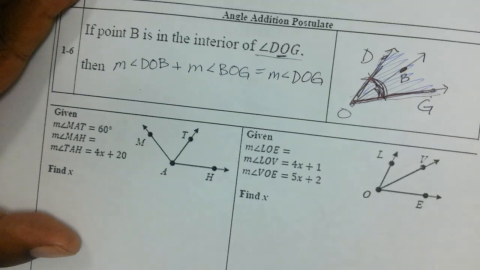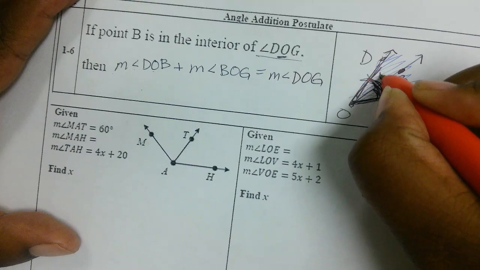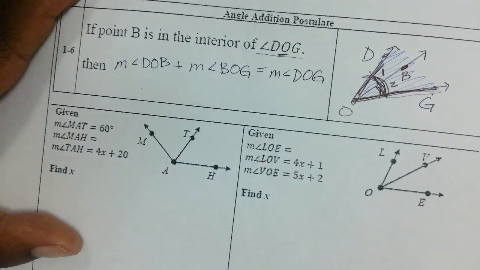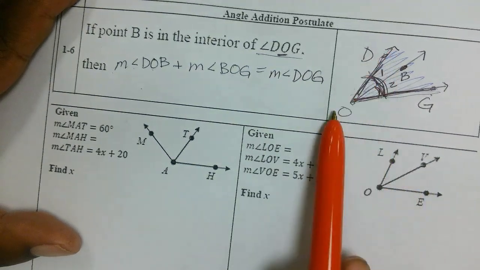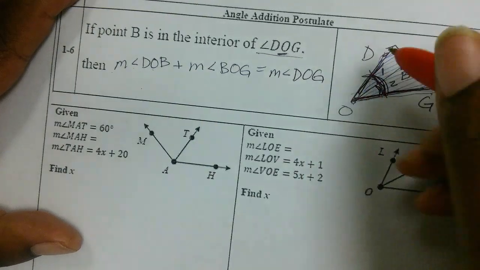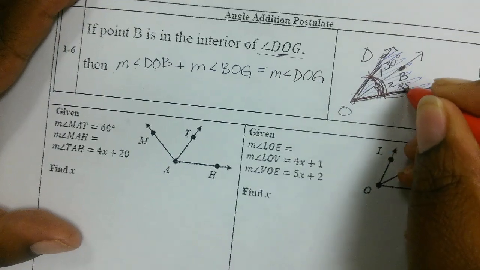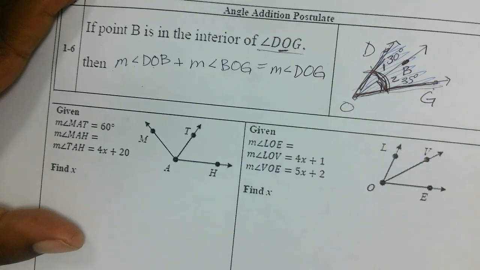So again, let's say that angle DOB was angle 1, and angle BOG is angle 2. What my postulate is saying, angle 1 plus angle 2 is equal to this entire angle. It's equal to DOG. So if angle 1 was 30 degrees and the measure of angle 2 was 35 degrees, then I know the measure of angle DOG would be 65, because 30 plus 35 equals 65. Okay?